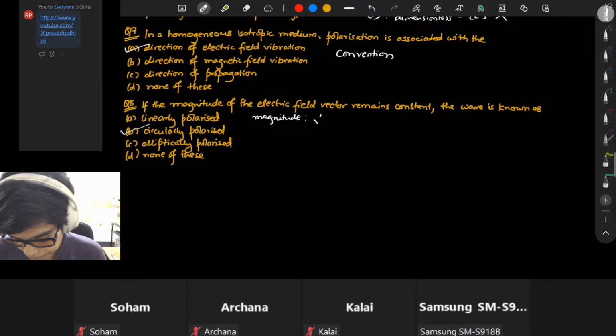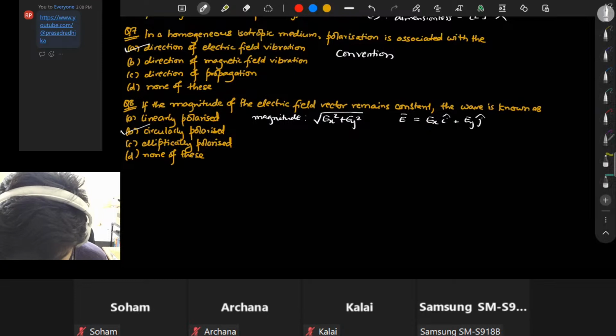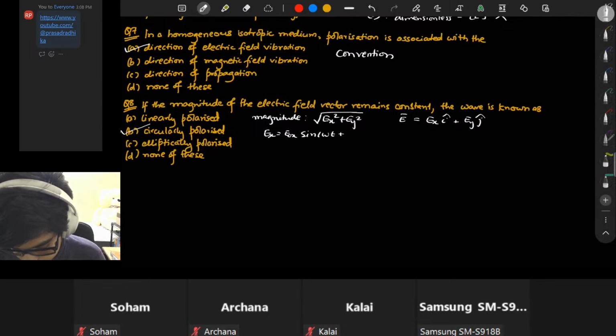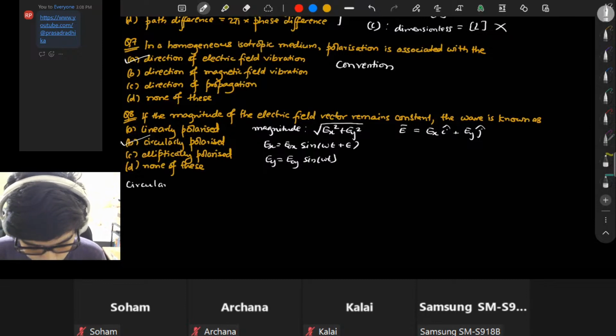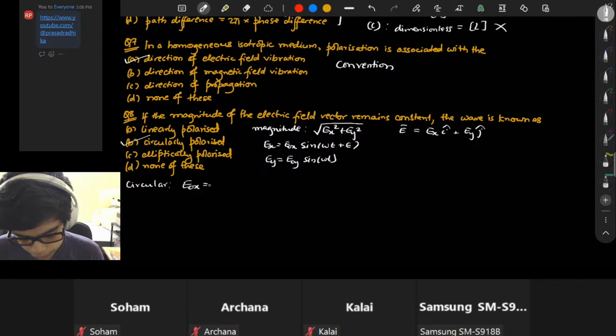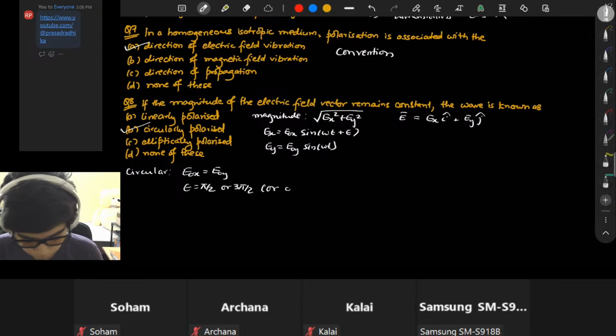So magnitude of electric field is given as Ex squared plus Ey squared. This is the magnitude of electric field when you have electric field given as Ex i cap plus Ey j cap. Okay, and Ex and Ey, they are what? Ex equals E naught x sine omega t plus epsilon. We are looking at z equal to 0 right now, and Ey equals E naught y sine omega t. Now, for circular polarization, what are the conditions? For circular polarization, you have the condition that E naught x equals E naught y, and you also have epsilon equals to pi by 2 or 3 pi by 2 or such odd multiples of pi by 2.